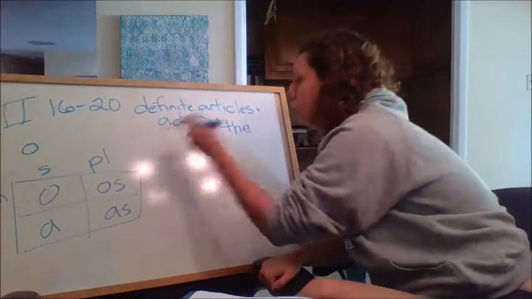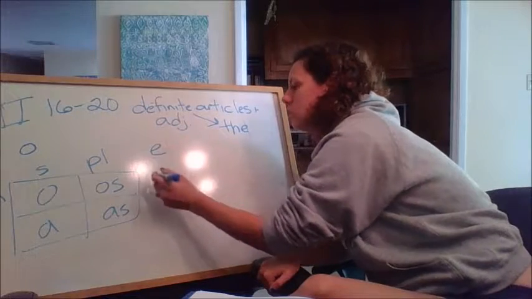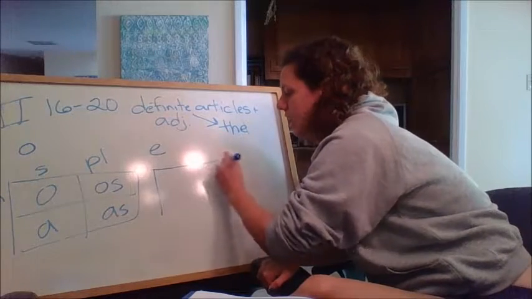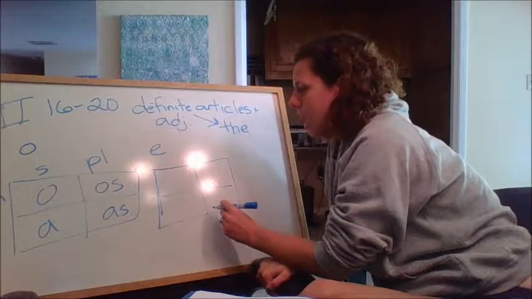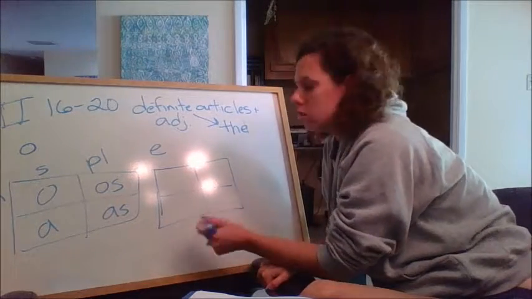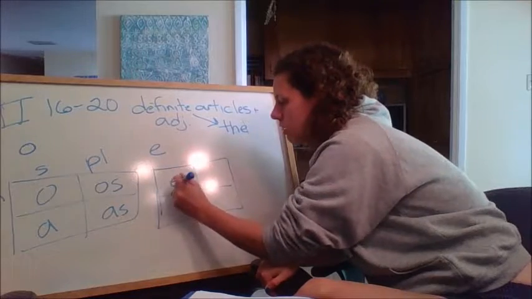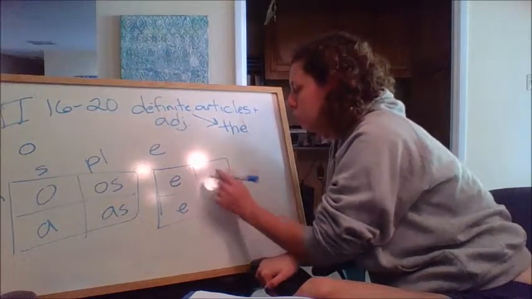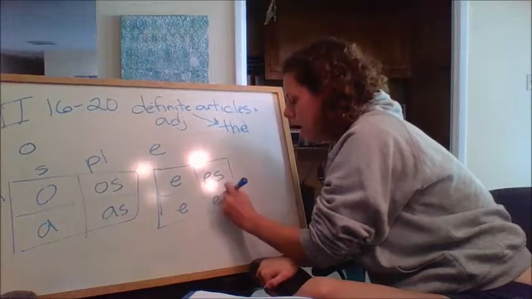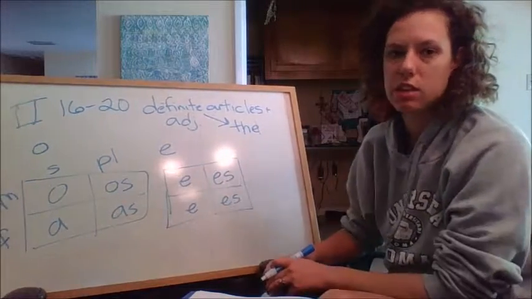For E's, if the adjective ends in E, like inteligente, I really only have two options. If it's masculine or feminine, it's going to stay in E. The only thing I have to worry about is if it's plural, in which case I just add an S and it becomes ES.